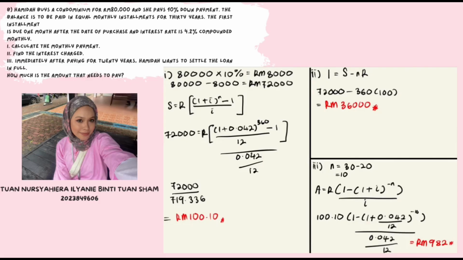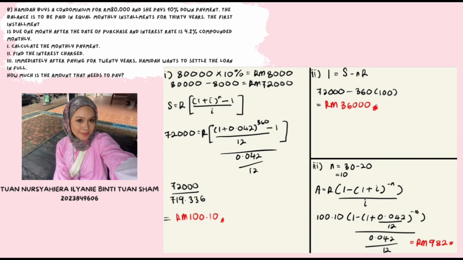Question 4b. Hamidah buys a condominium for 80,000 and she pays a 10% down payment. The balance is to be paid in equal monthly installments for 30 years. The first installment is due 1 month after the date of purchase and the interest rate is 4.2% compounded monthly. Part 1, calculate the monthly payment. Part 2, find the interest charge. Part 3, immediately after paying for 20 years, Hamidah wants to settle the loan in full. How much is the amount that needs to be paid?